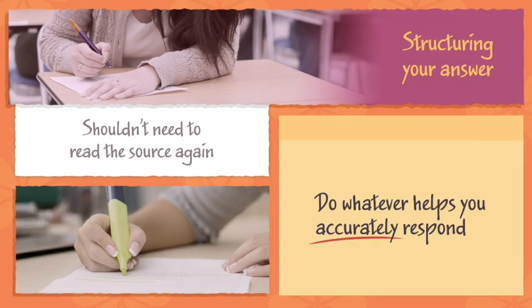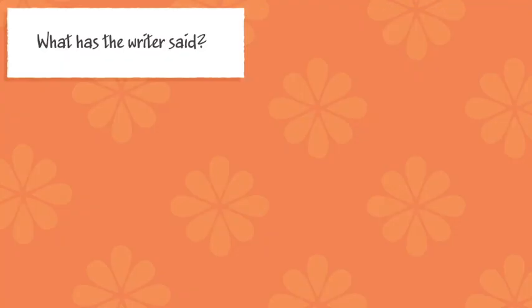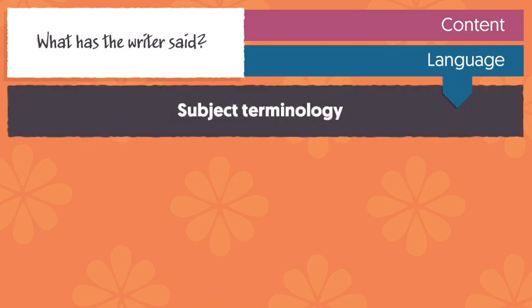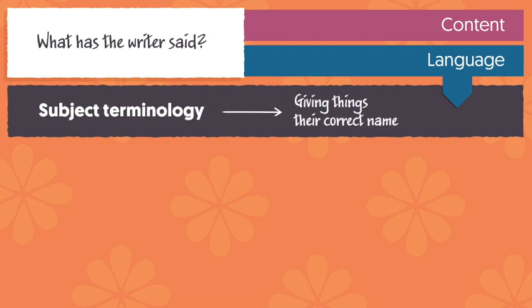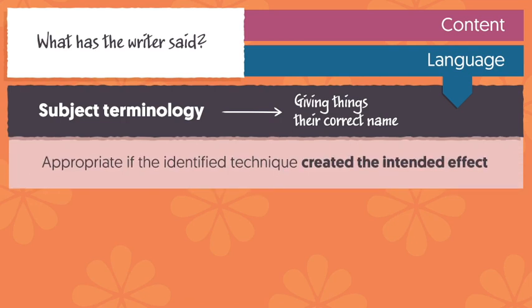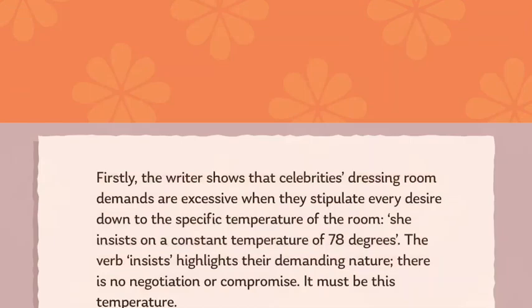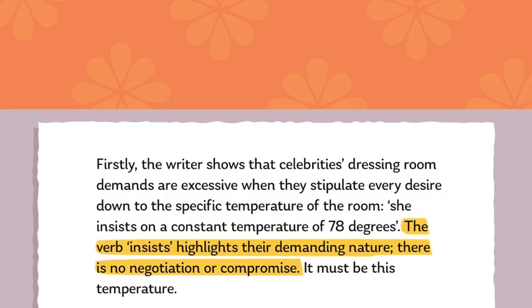So, to structure your response, first, answer the question. What has the writer said? This will either be content or language focused. If you're talking about language and you see it as appropriate, you may want to identify subject terminology. Remember, subject terminology means giving things their correct name, such as verbs, adjectives, metaphors, personification, and so on. It's appropriate if it's the identified technique that has created the intended effect. For example, the verb insists highlights their demanding nature. There is no negotiation or compromise. Here, it's the verb that creates this impression.